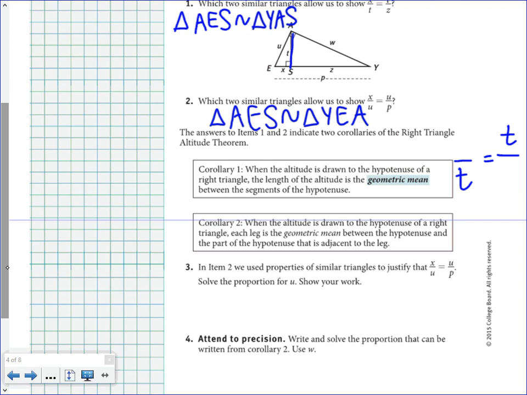And then the parts of your hypotenuse are x and z. And so x and z would go right there. So that's how we can set up using that corollary.